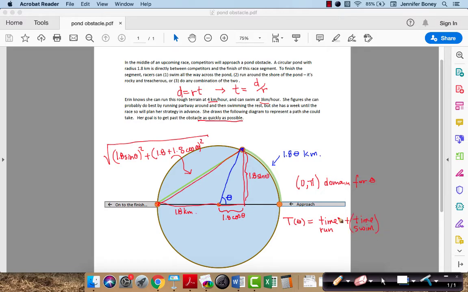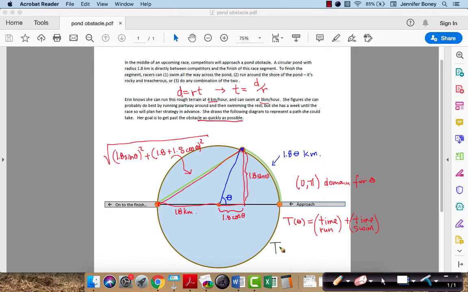And what we have up above are the distances for each of those. Here's the distance running and the distance swimming. But here's the rate of running and the rate of swimming. So it's just an additional step from there. I'm going to write this in a different color.